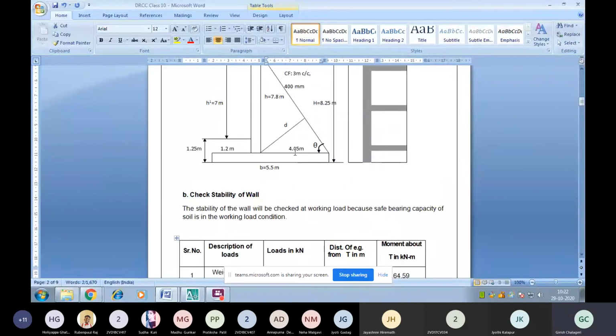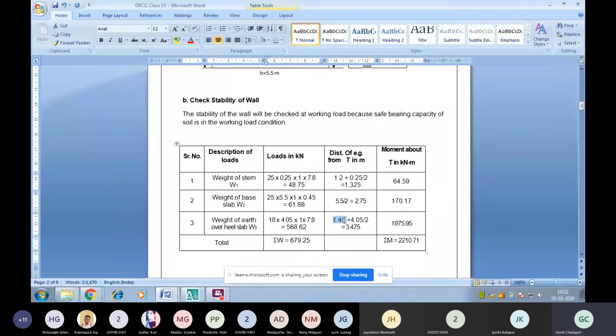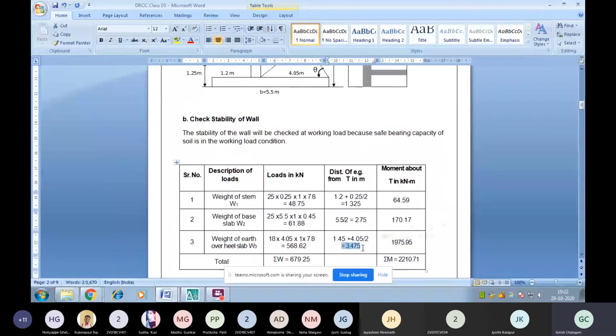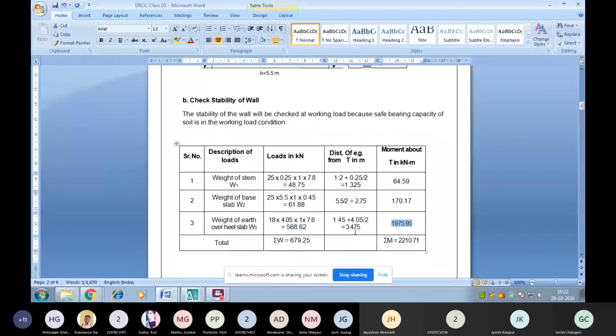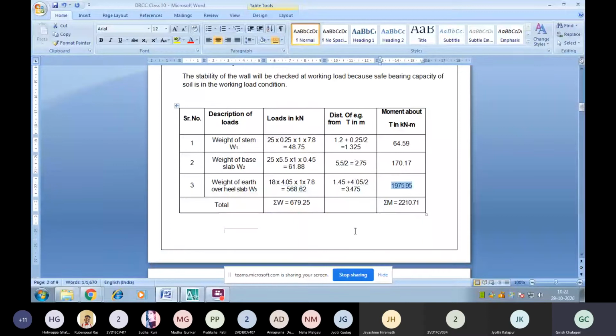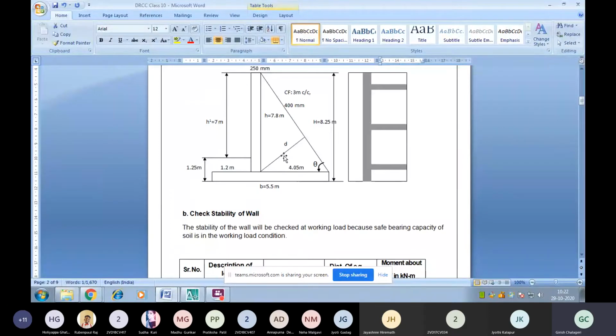Half of this will act at this point because it is in a rectangular shape. So 1.2 plus 0.25 plus 4.05 divided by 2. That is 1.45, that is 1.2 plus 0.25, and 4.05 divided by 2, we get total 3.475 into the load 568, we get a moment as 1975. So these are the downward forces which act as a resisting force for this counterfort.